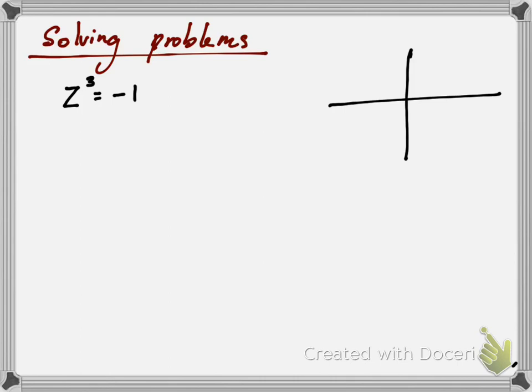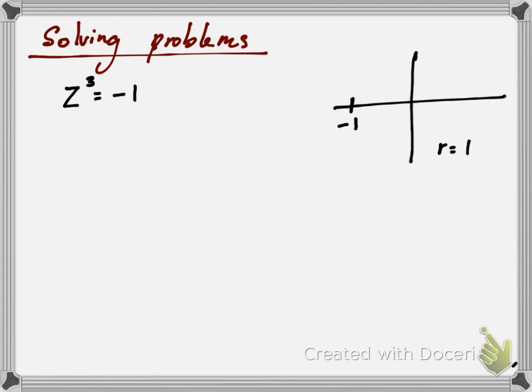So negative 1 is the real component, so it becomes negative 1 there, and therefore your modulus would be 1 because it will be square root of 1 squared plus 0 squared, which is 1. And the angle would simply be pi. It won't be negative pi because it goes in the second quadrant. Therefore, you can write negative 1 as 1 cis pi, or just cis pi.